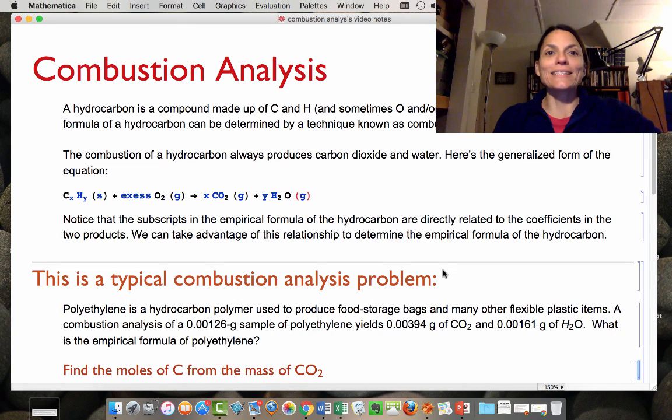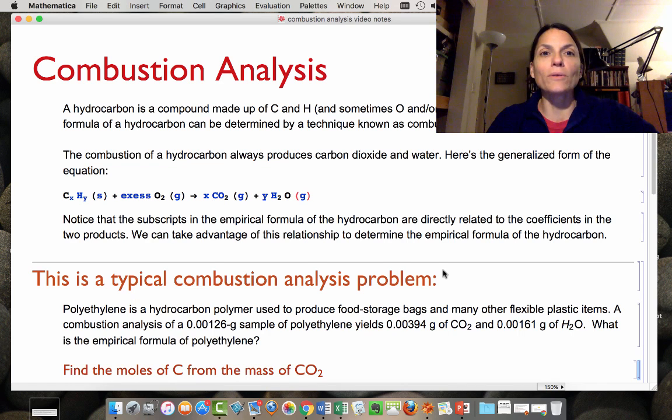Combustion analysis is an analytical technique that you can use to identify the empirical formula of a hydrocarbon. Now, a hydrocarbon is a compound that's made up primarily of carbon and hydrogen, thus the name hydrocarbon. Also, hydrocarbons sometimes contain oxygen in their chemical formulas and are also frequently found with nitrogen in the chemical formula. So this combustion analysis technique can work for all of those compounds.